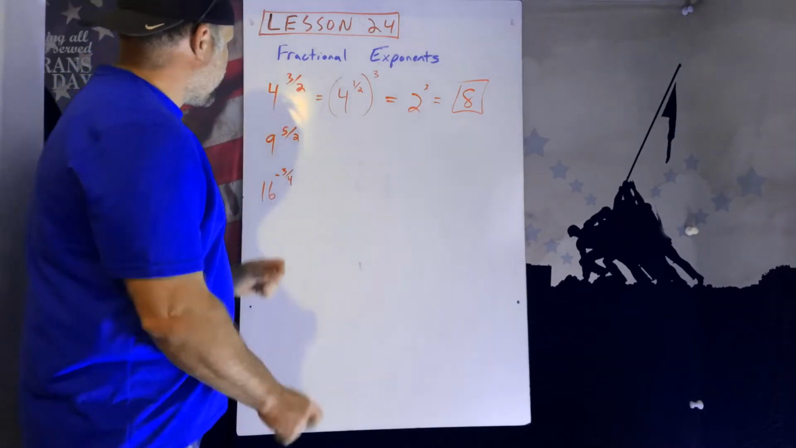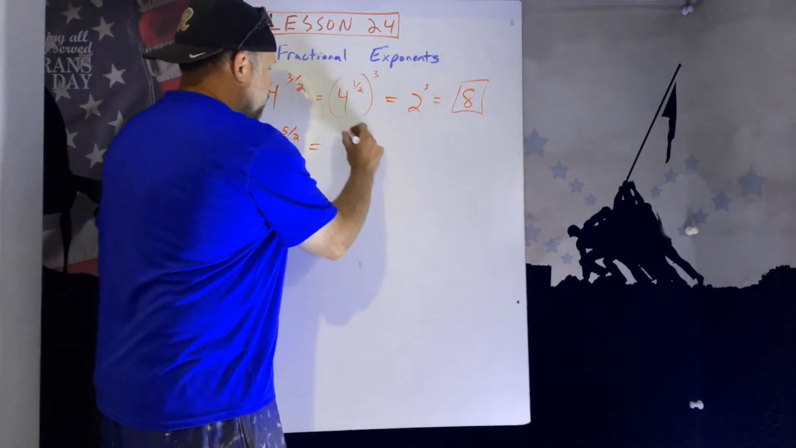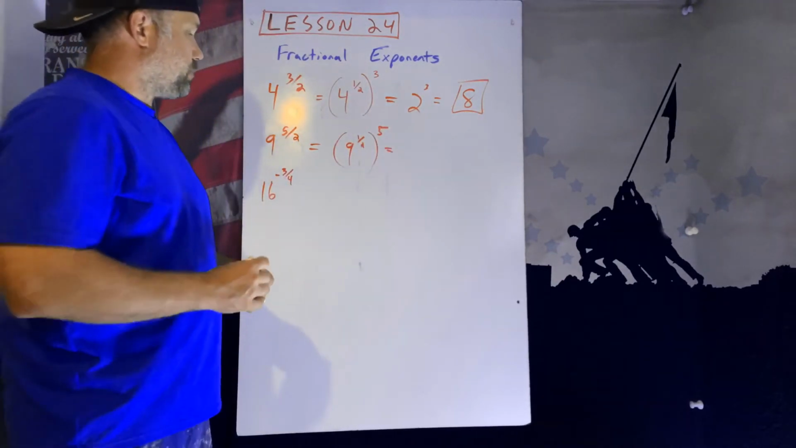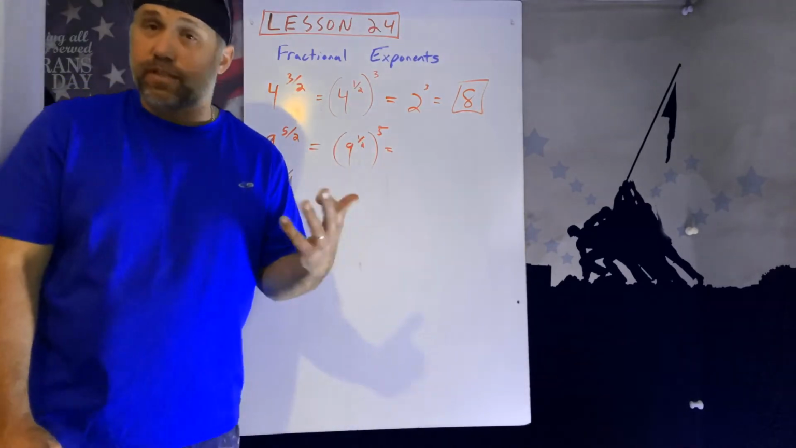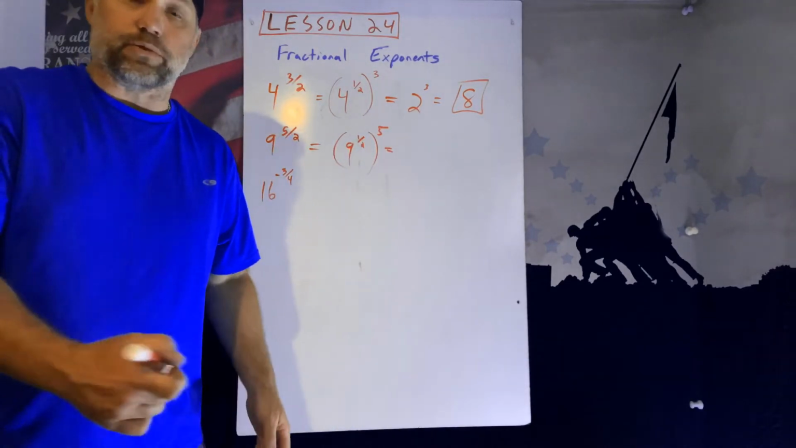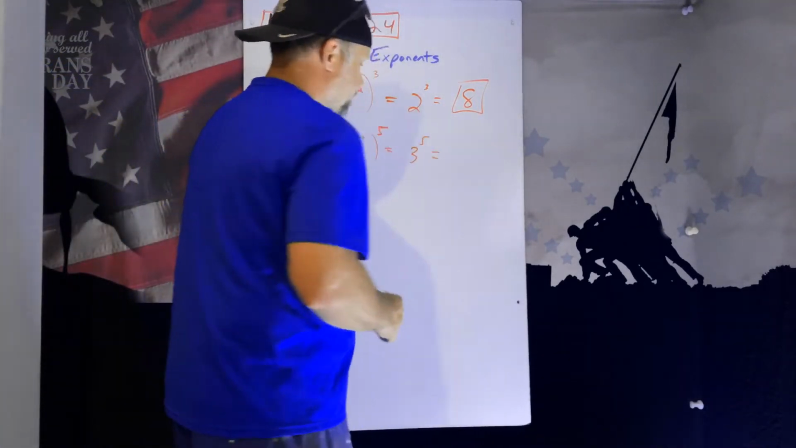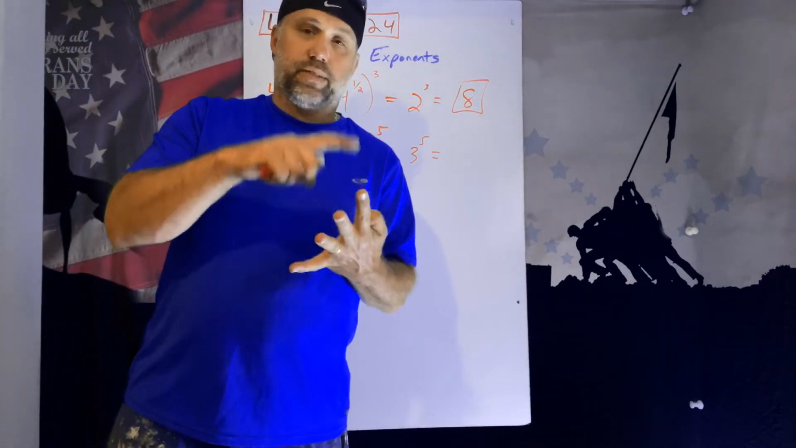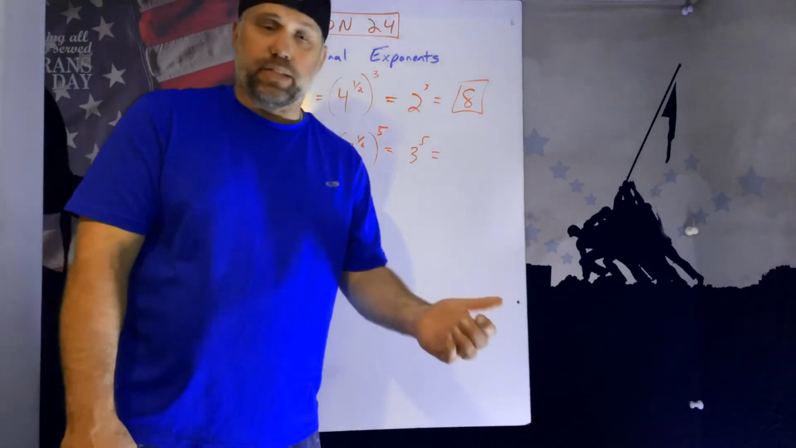9 to the 5/2. That's the same as 9 to the 1/2 being raised to the 5th power. So again, I'm changing it to something we know. So 9 to the 1/2 is 3, because raising something to the 1/2 means you square root it. So the square root of 9 is 3. So we're taking 3 and raising it to the 5th power. 3 times 3 times 3 times 3 times 3, 5 times. You can do that on the calculator if you need to.